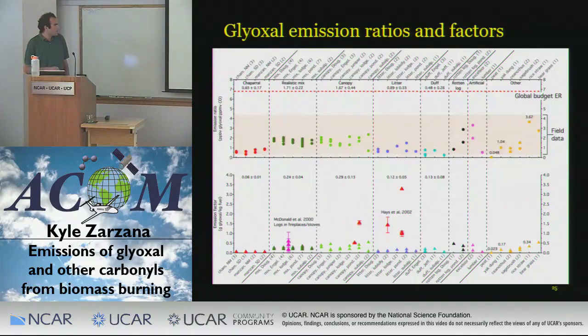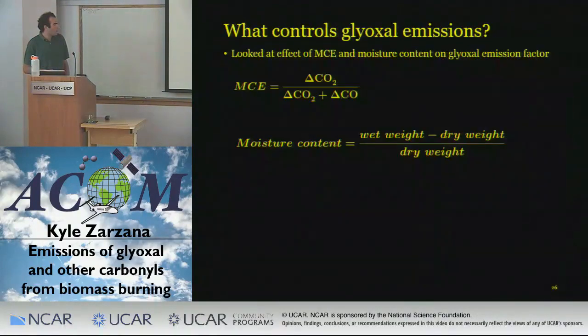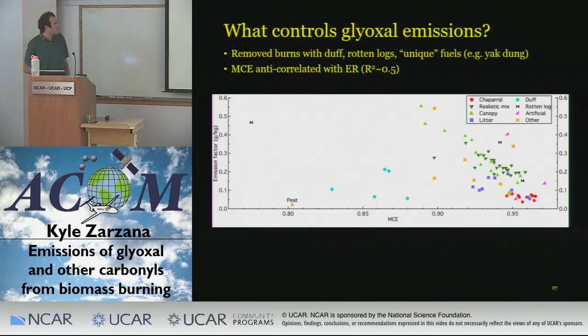So we did see some scatter in these measurements, and I wanted to take a closer look and see if there was anything that could tell us what's controlling that scatter, to put that into a model. Two things I looked at are MCE and the moisture content, and MCE, remember, tells you the fire stage, so a higher MCE means it's a hotter, more flaming fire. Moisture content in this context is going to be defined as the wet weight minus the dry weight divided by the dry weight.